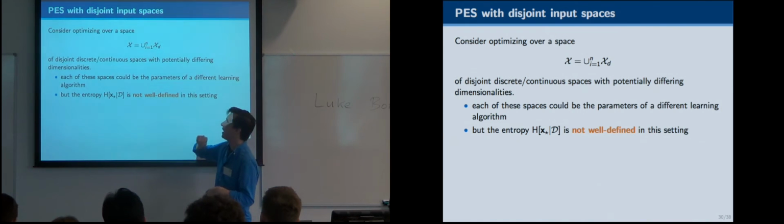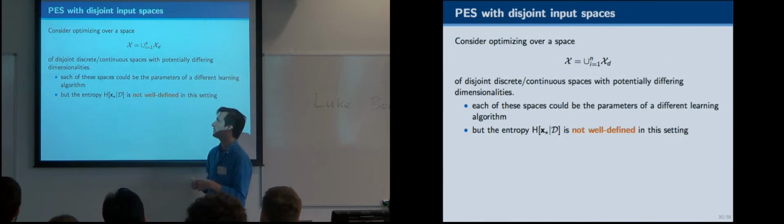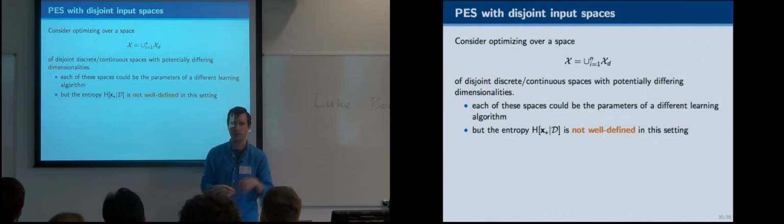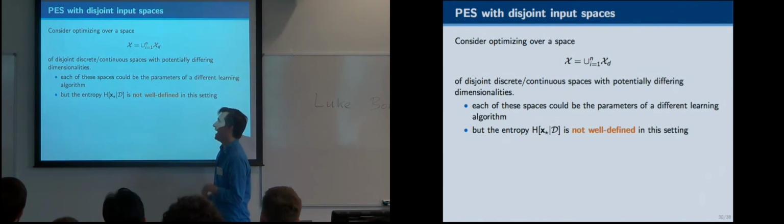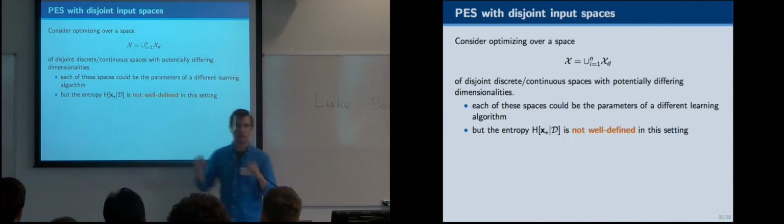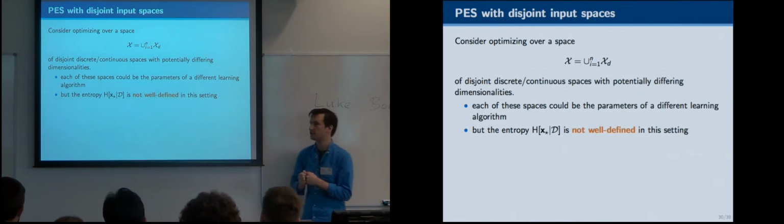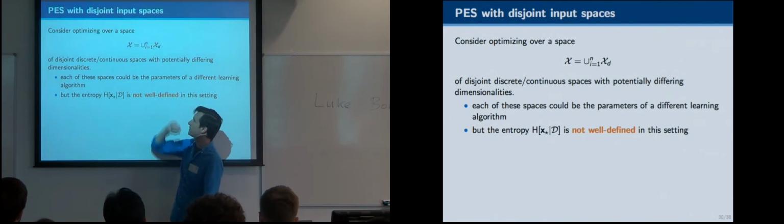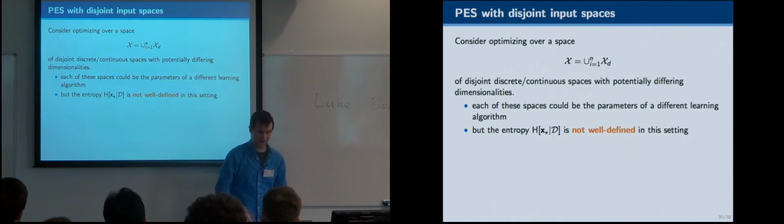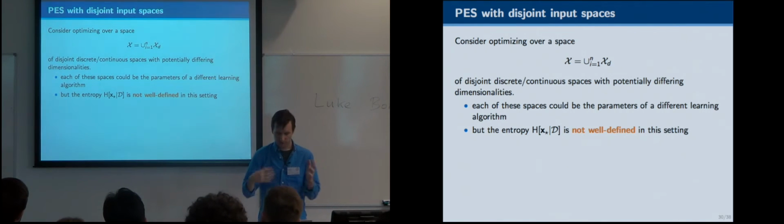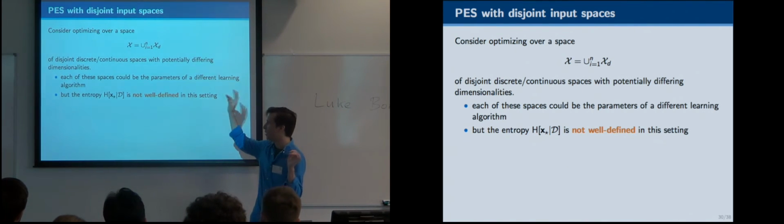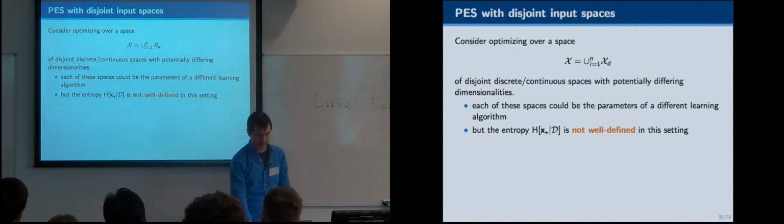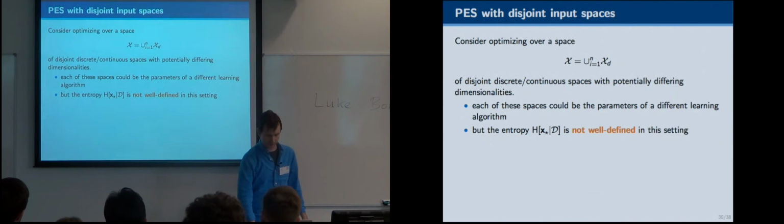But here I might be optimizing something where I have a regression method, which is an SVM with 3 parameters, or a neural network with 7 parameters. And so I want to compare these two things. Part of the problem is that the entropy over a space of this form is not well defined. So I'm starting from a problem that is incorrect in some sense if I want to use entropy search here.